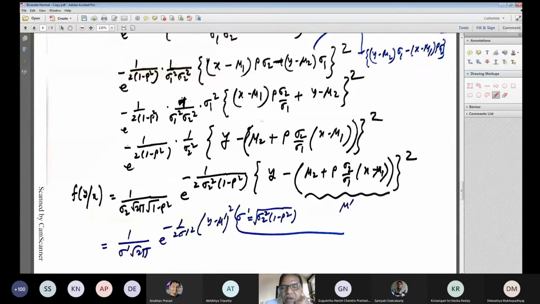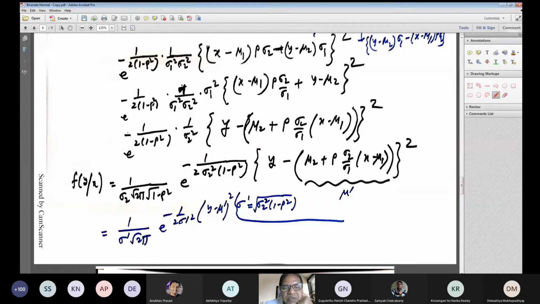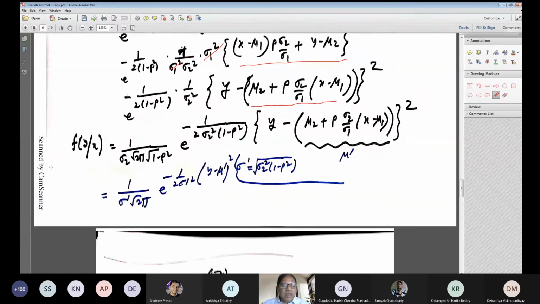Ultimately, as you can see, 1 by sigma 1 square gets cancelled from here. So this term and this term get cancelled. So 1 by sigma 2 square, and this we can write in this form: y minus the term in the bracket, mu2 plus rho sigma 2 by sigma 1 x minus mu1. So the final result of the conditional density function of y given x turns out to be in this form.